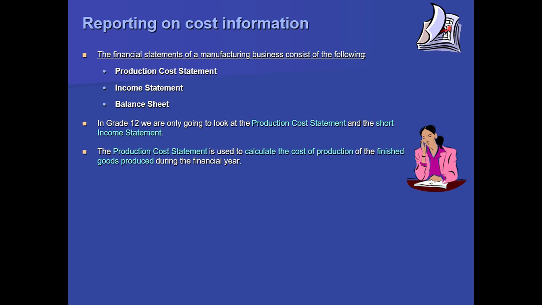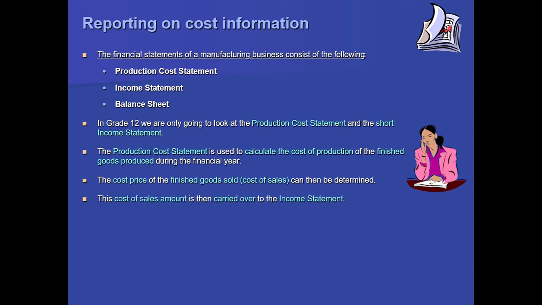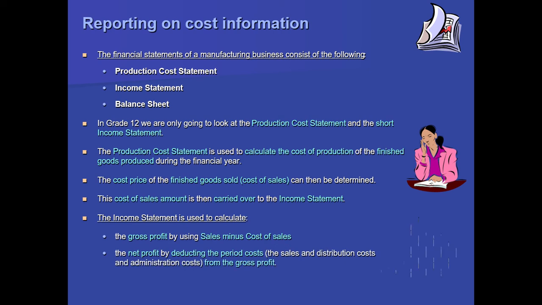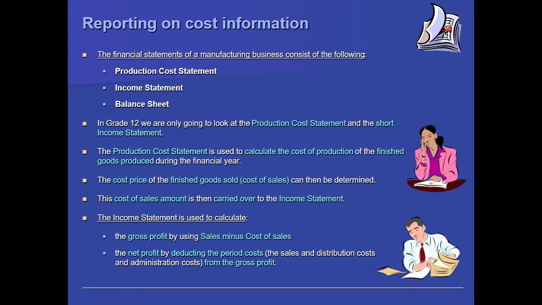The production cost statement is used to calculate the cost of production of finished goods produced during the financial year. The cost price of finished goods sold can be determined. The cost of sales amount is then carried over to the income statement. The income statement is used to calculate gross profit by taking sales minus cost of sales, and then you minus your period cost, which is selling and distribution cost, as well as administration cost, to determine your gross profit. And we will be going through other notes as well that will help you calculate the cost of production of finished goods.